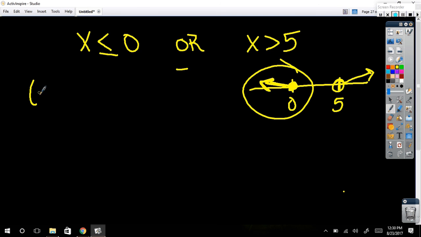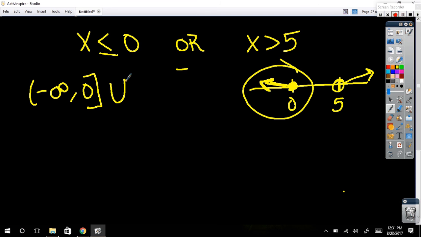Parenthesis. Yes, negative infinity. Then a bracket. Here's what's going to happen. All you have to do to join them is put a U. That is the mathematical symbol for union and tells us to join those two sets together, that together those two pieces make the whole set, okay?